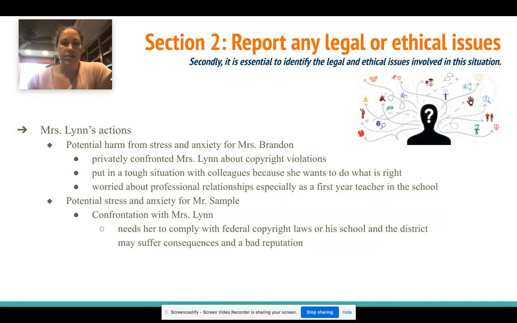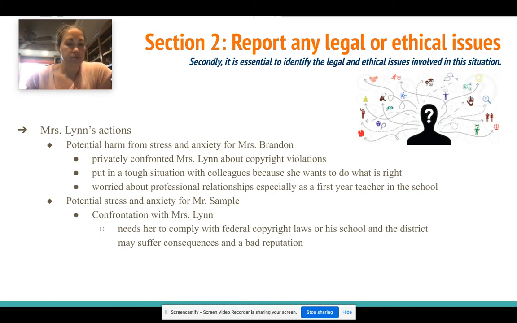Secondly, it is essential to identify the legal and ethical issues involved in this situation. So Mrs. Lynn's actions: there's potential harm from stress and anxiety for Mrs. Brandon. She privately confronted Mrs. Lynn about copyright violations, and she was put in a tough situation with colleagues because she wants to do what is right, and her colleagues are actually really excited about these copies, but she knows it's wrong. So she's worried about professional relationships, especially as this is her first year at the school.